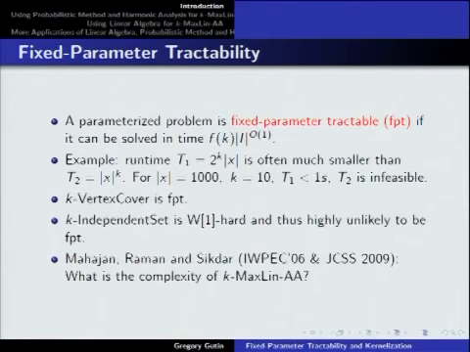Now, on the other hand, k-independent set is W1 hard. I'm not going to explain what W1 hard means, but this is kind of an analog of classical NP hardness for this type of problems. And like we believe that P is not equal to NP, people working in parameterized complexity widely believe that FPT, the class of problems which are fixed parameter tractable, is not equal to W1, and therefore we believe that this problem is not fixed parameter tractable.